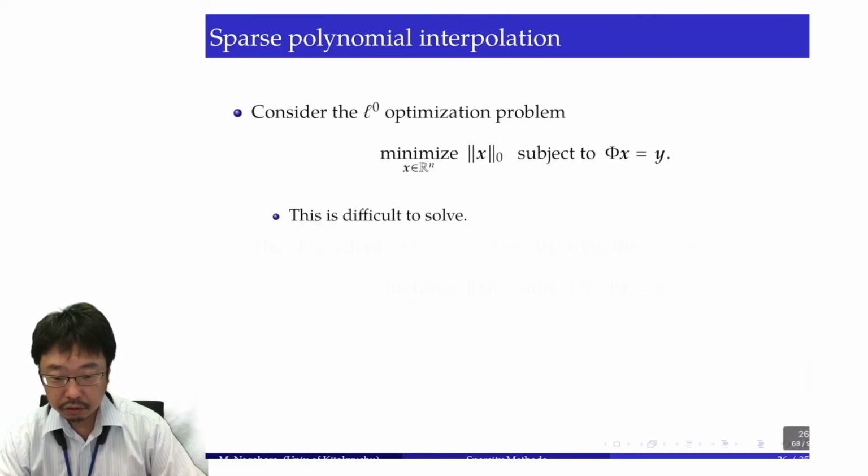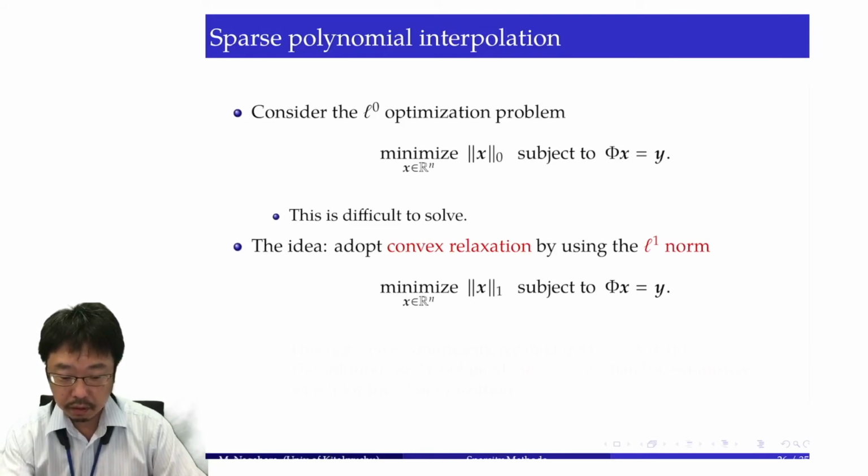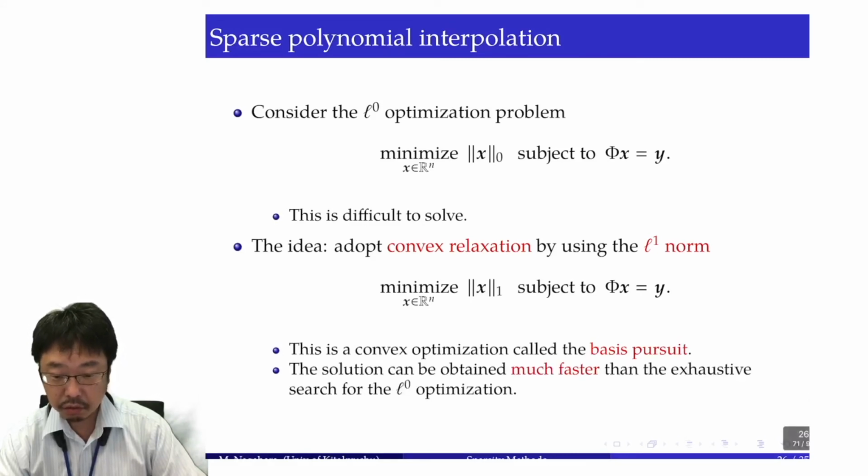This is difficult to solve, as we discussed before. The idea is to adopt convex relaxation by using the L1 norm. That is, we consider the L1 optimization problem. This is a convex optimization called basis pursuit. The solution can be obtained much faster than the exhaustive search for the L0 optimization.